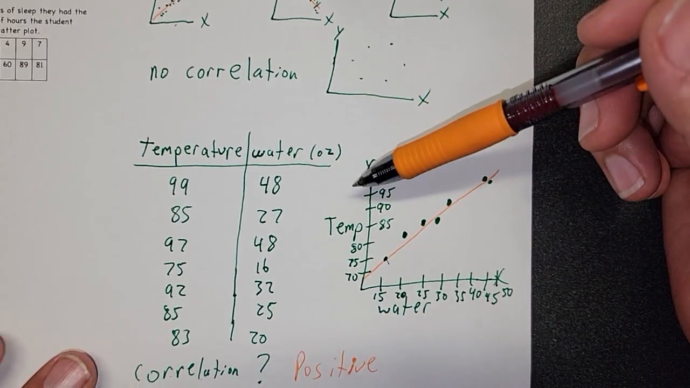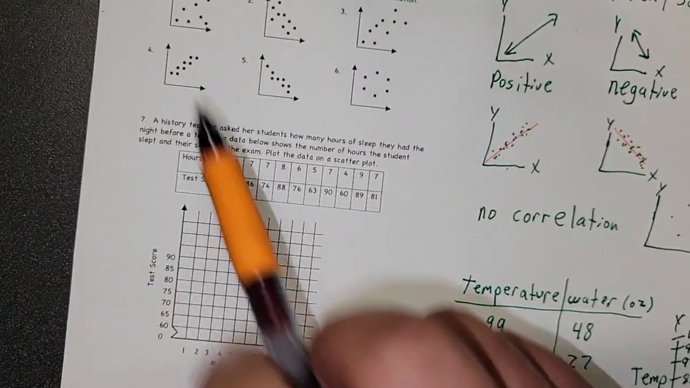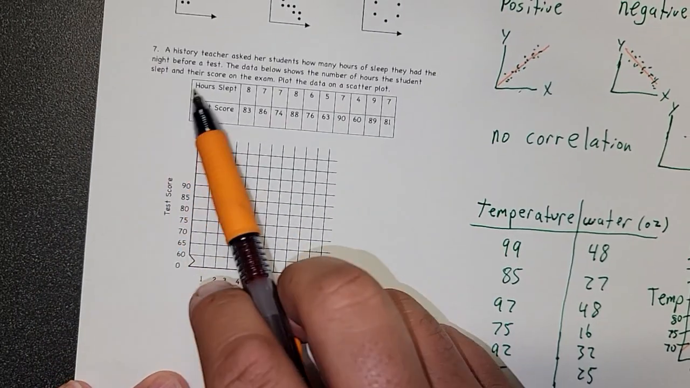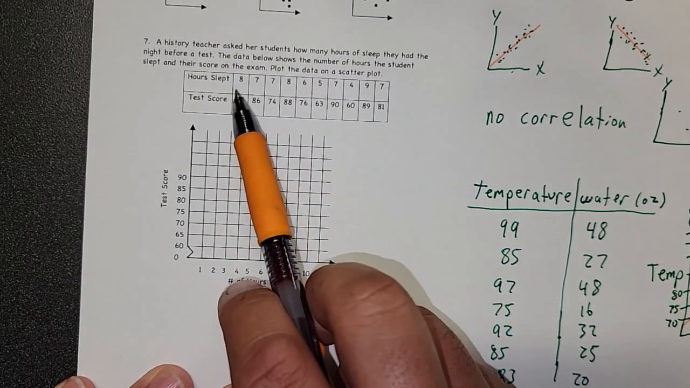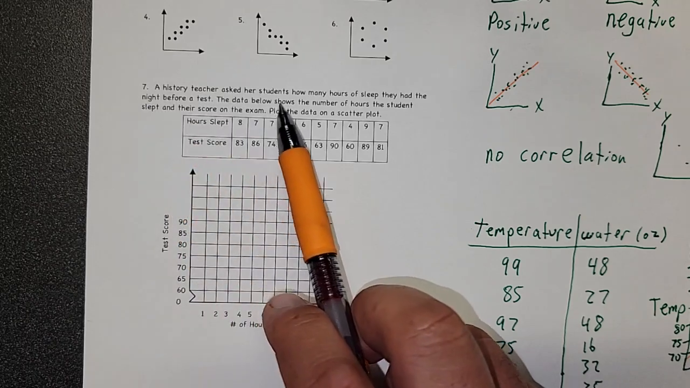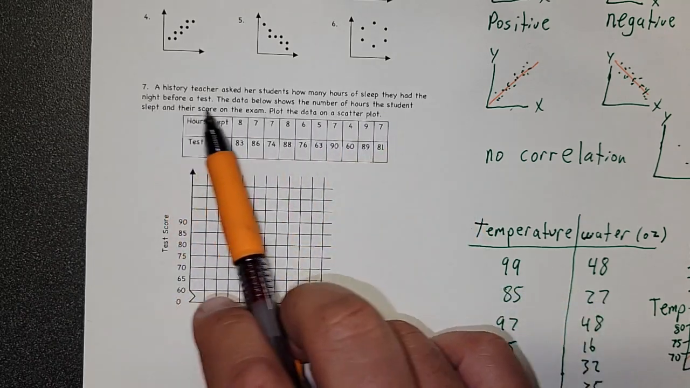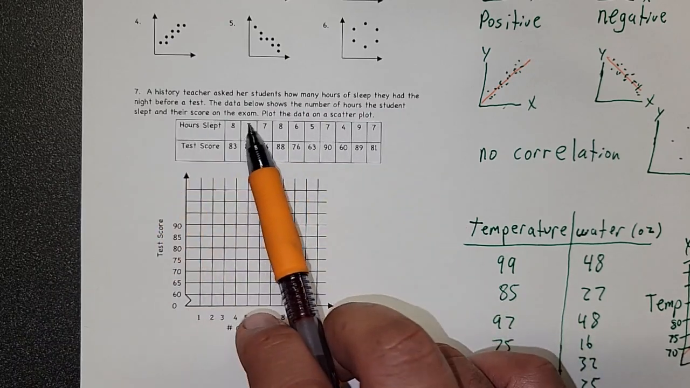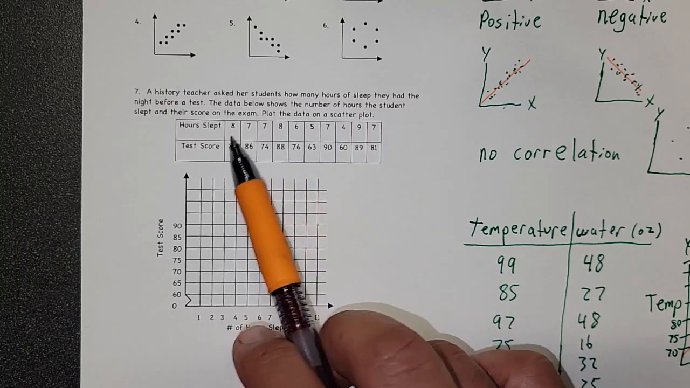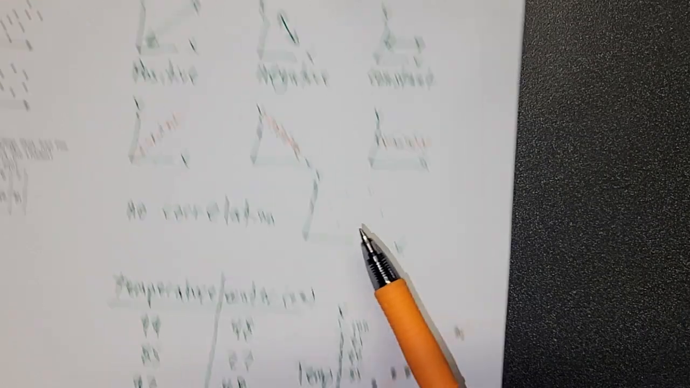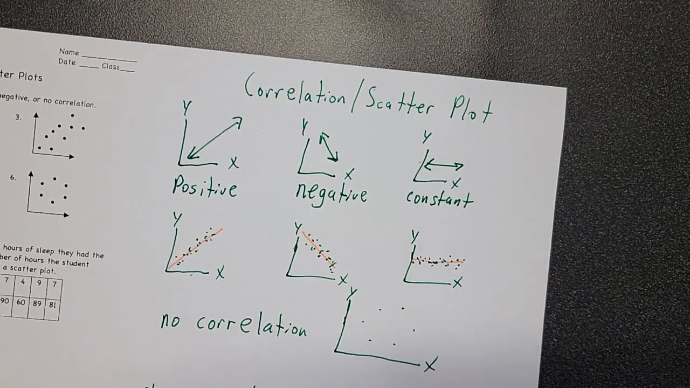So you're going to do the same thing like with this right here, guys. Tell me which are these, positives, negatives, or neither. And then right here, the hours slept are on the bottom, and then the test scores are going to be on the top. So it says a history teacher asked her students how many hours of sleep they had the night before a test. The data below shows the number of hours students slept and their scores on the exam. Plot the data on the scatter plot. So you're gonna have to put all these dots here, boom, boom, boom, boom, boom, and then tell me what kind of a correlation we're gonna have. All right, so it's pretty basic, pretty basic. Go ahead and get this done and turn it in.